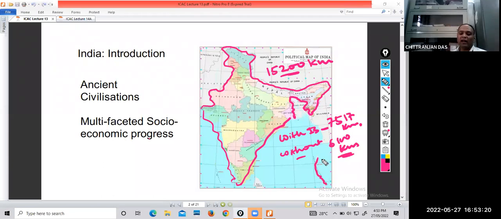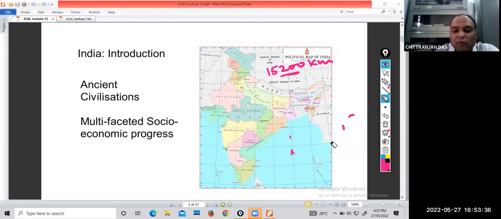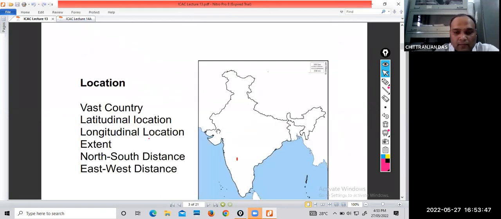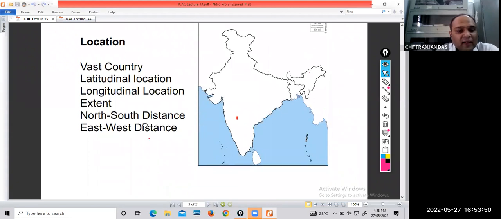Along with this, we have a huge coastline also. And you all know that many countries, parts of the world also, can very well be accommodated in our country. So our country is very big, bigger than several countries of Europe combined. So this is clear. Vast country, latitudinal extent, longitudinal extent, north south distance, east west distance, everything is clear to all of you.